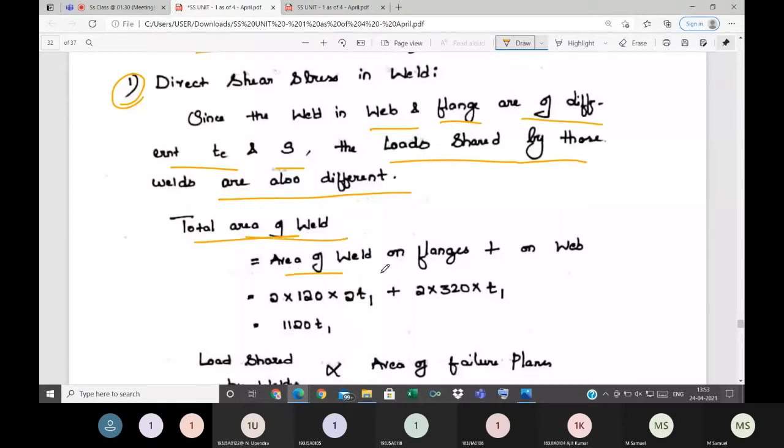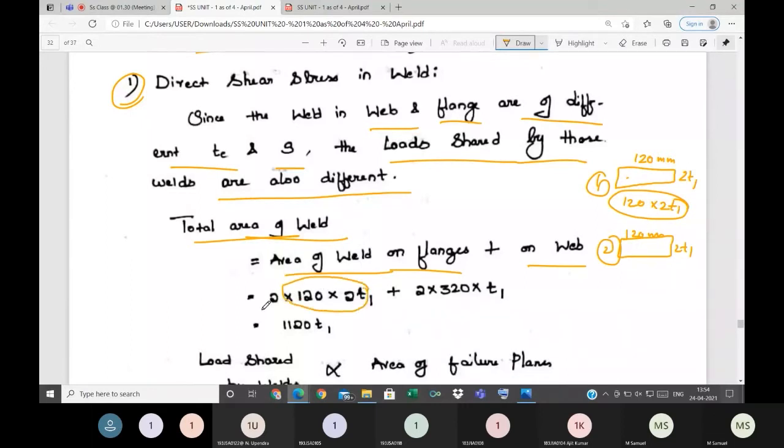So the total area of the weld is the area of the weld on the flange and on the web. You can find that out, right? So what is the flange? This is 2T1, and this is something like 120 mm. And we have another one also, 120 mm length and two times T1. So can you find the area, the length of the weld times the throat thickness? That is the area of the weld. So we have 1 and 2, so what we are going to do is multiply by 2. So 120 into 2T1 will give you the area of a single flange weld, times 2, the total area.